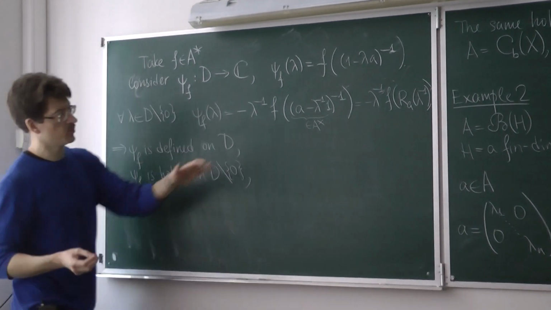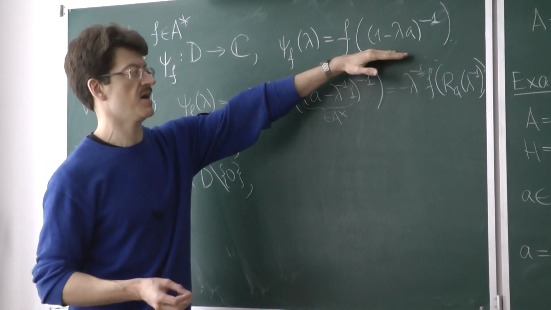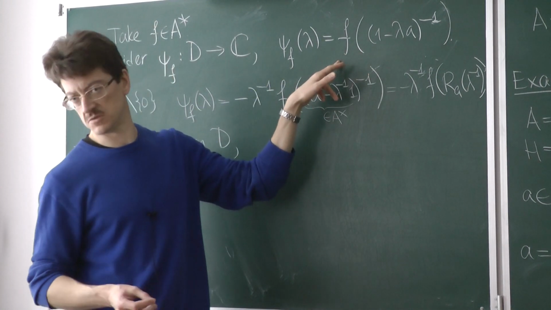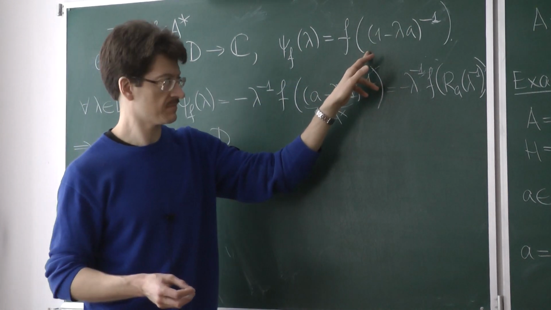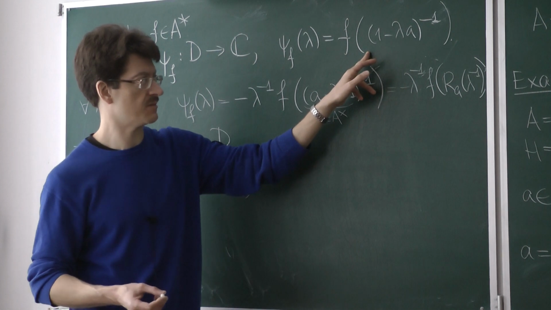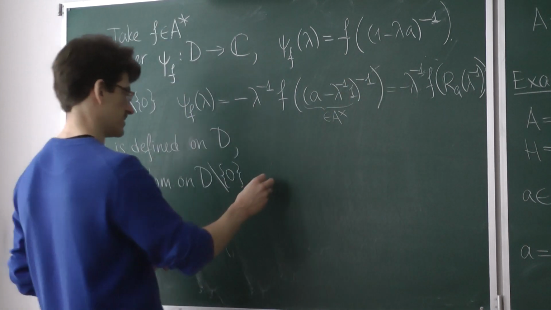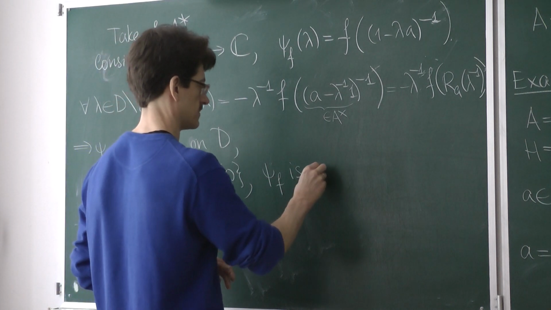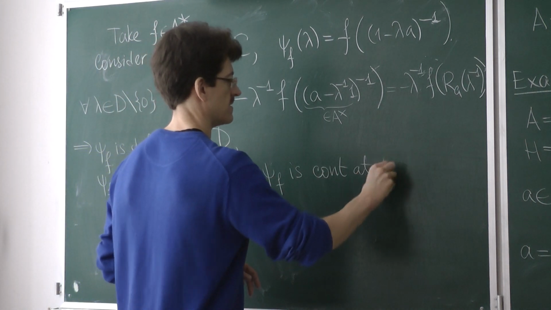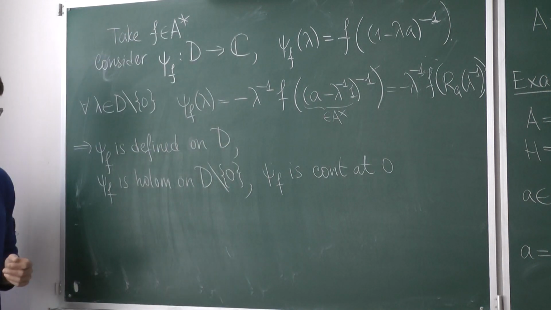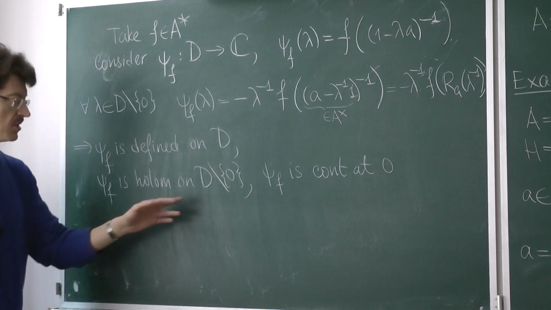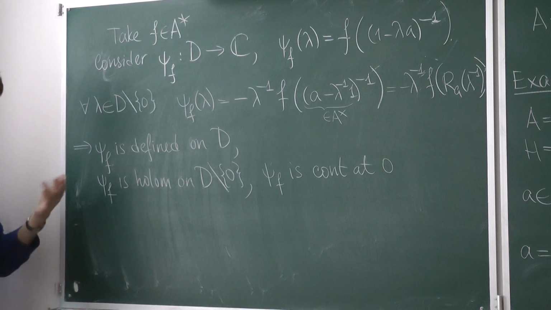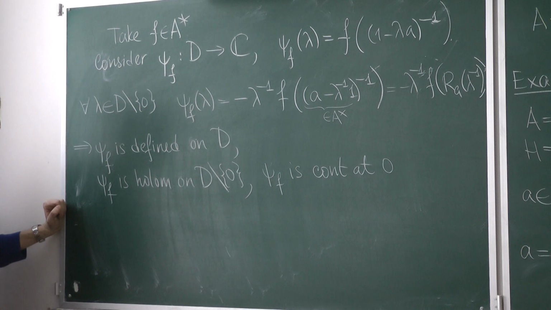And finally, if we look at our initial definition of psi f, we conclude that this function is continuous at 0 because the inversion operation is continuous. This is one of the properties of the multiplicative group in the Banach algebra. So this function is continuous at 0. In particular, it is bounded in a neighborhood of 0. And now it's a classical fact from complex analysis that if you have a function which is holomorphic on the punctured disk and which is bounded in the neighborhood of 0, then this function is holomorphic everywhere.